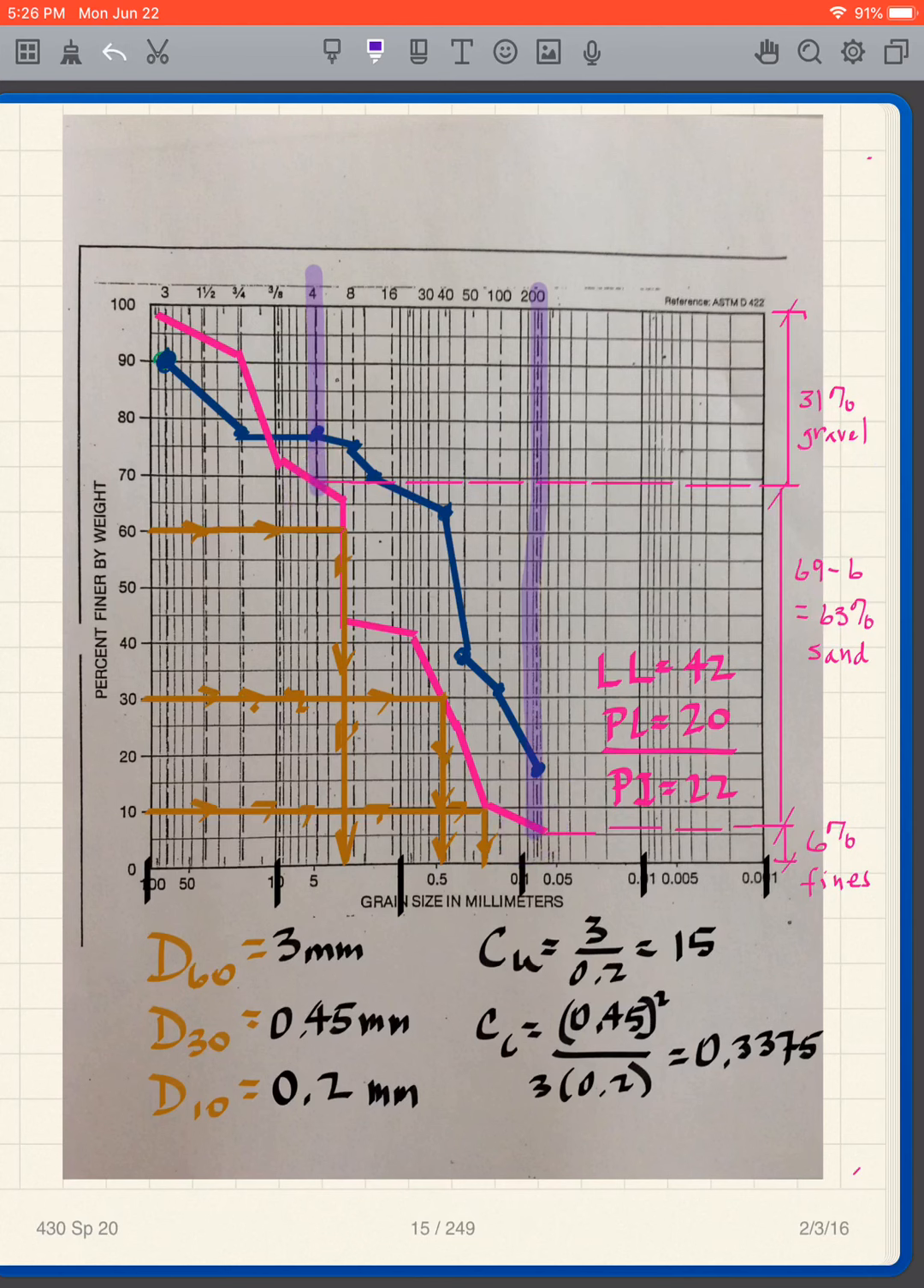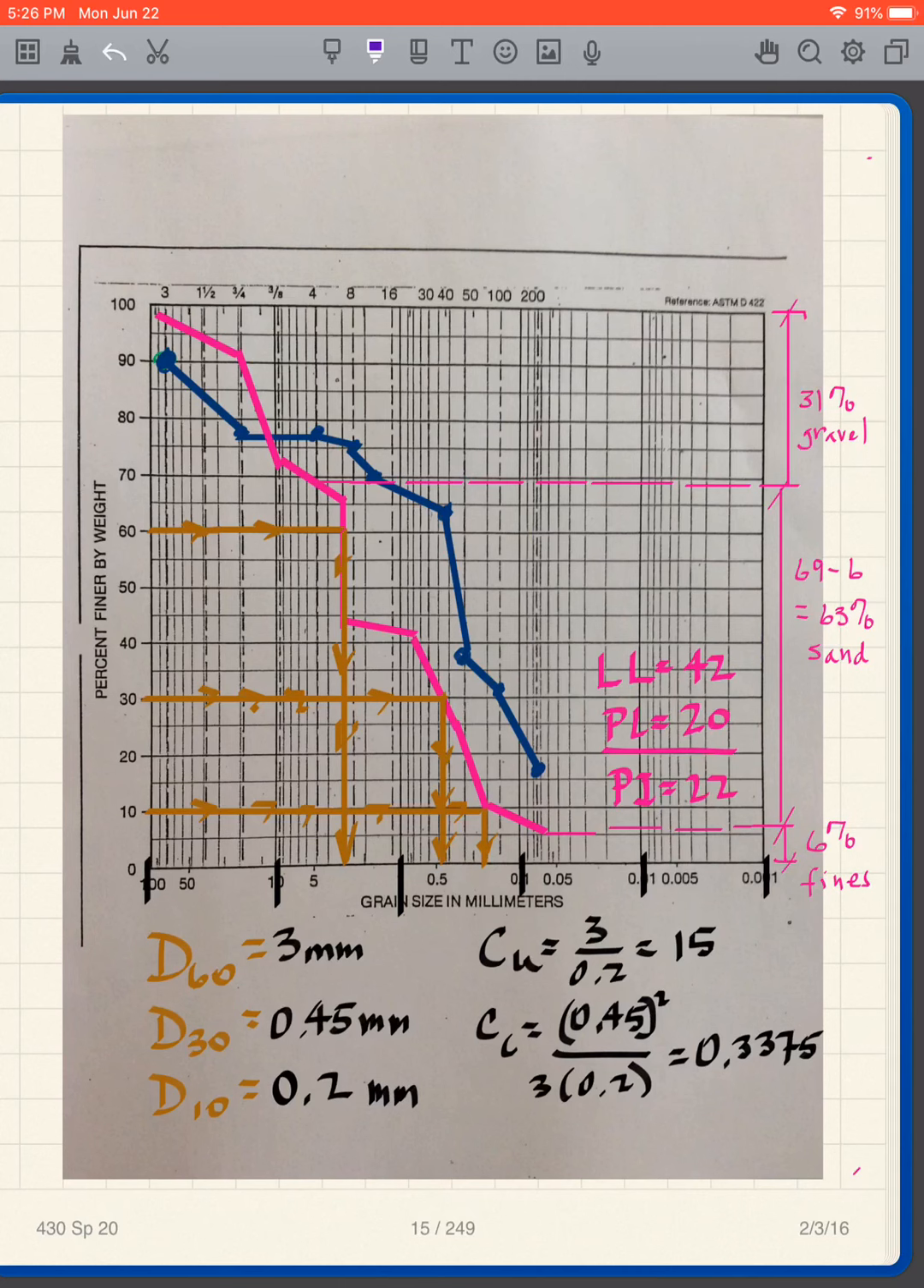So I have 31% gravel, and then how do I get the amount of sand? Well, the sand is between the number 200 and the number 4, and that distance there is 63% sand. So I've been able to get from the curve how much sand and how much gravel, and I have 6% fines because it hits here at 6%. So from this curve, I can read my percent sand, percent gravel, and percent fines. At this point, we can see that we've got a sand because it's 63% sand. So I know that if I'm doing everything right, I've got a sand.